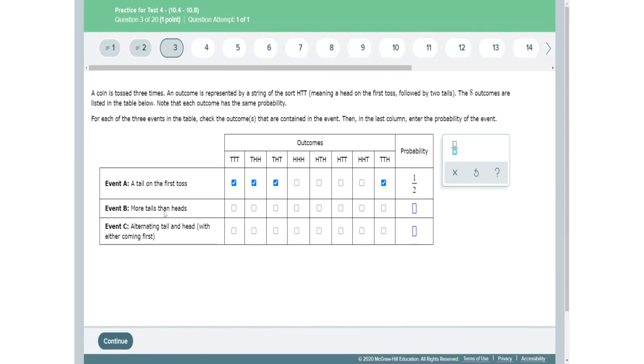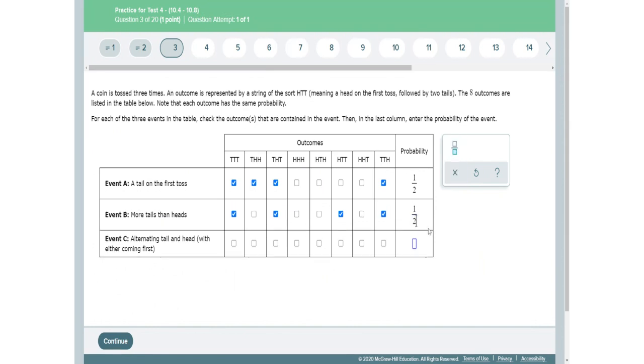More tails than heads. So that would certainly describe this one. This has got 2 heads and 1 tail, so not that one. This has got 2 tails and 1 head, so that's good. It's got 3 heads. This has got 2 heads and 1 tail. 2 tails and 1 head. There's more tails than heads. This has got more tails than heads in that one. So again, 1, 2, 3, 4. That's 4 out of 8. So that one is also 1/2.